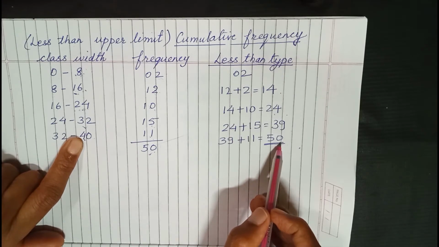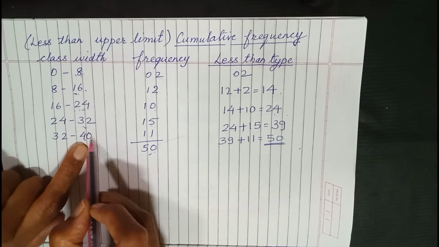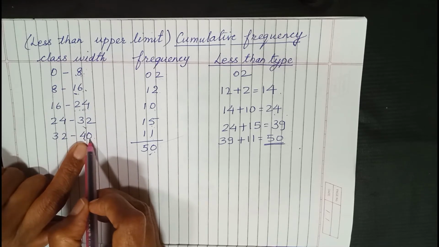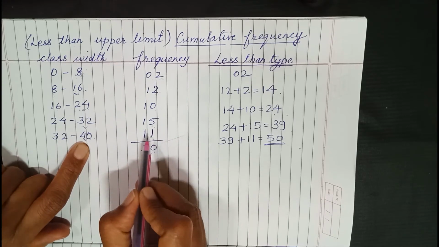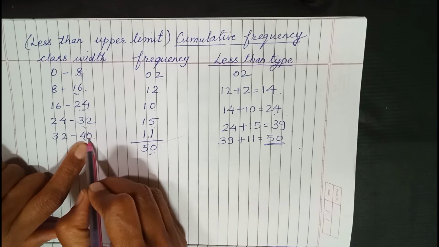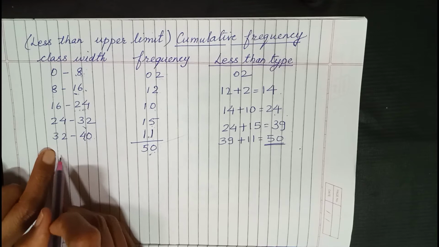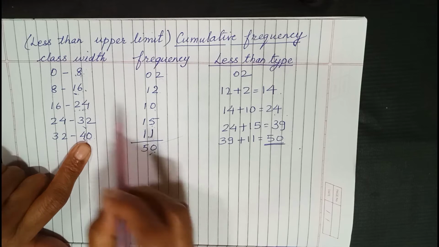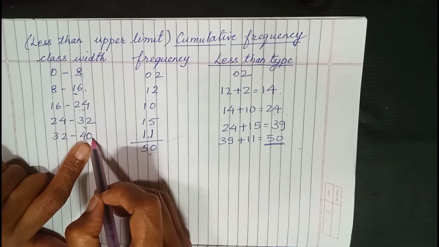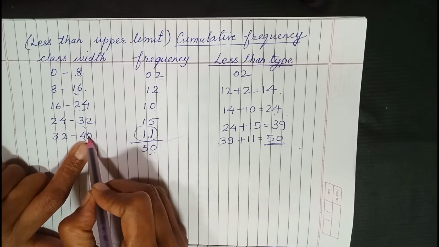This is called the less than upper limit cumulative frequency. Why is it called less than? Because in continuous classes, the upper limit is not included in that class. So if anyone has scored 40 and is found here, it is because they are less than 40. If it would have been 40, it would have gone to the next class, 40 to 48. But since that score is present here, it means it is less than 40. In a continuous class, the upper limit is not included. So all these frequencies are less than the upper limit.